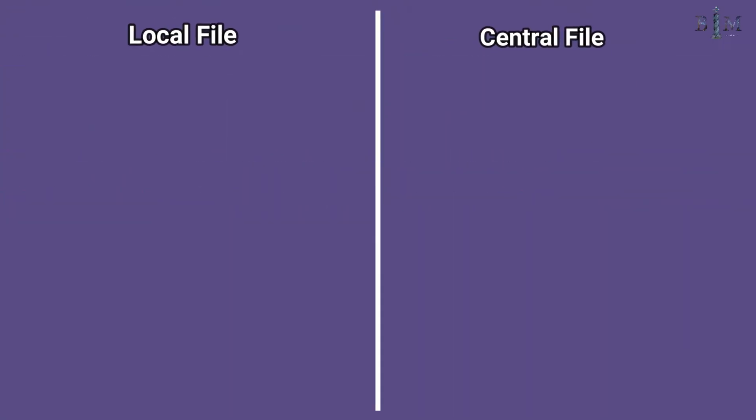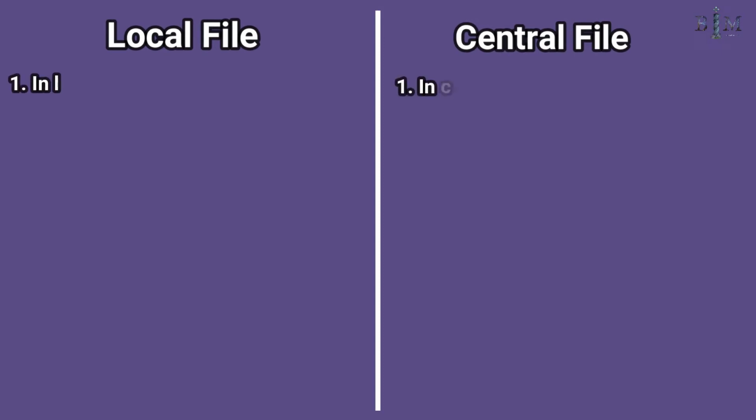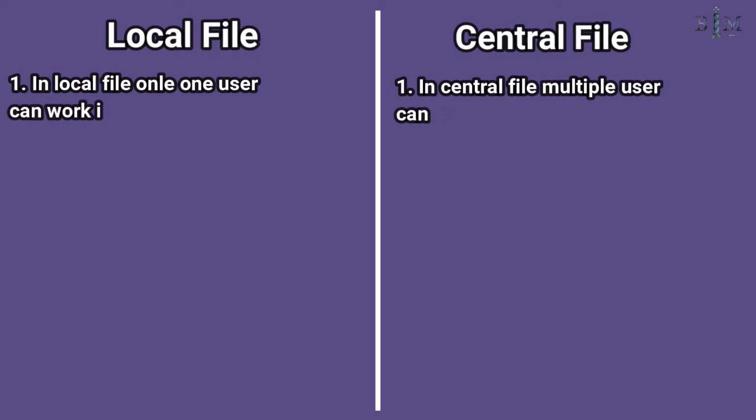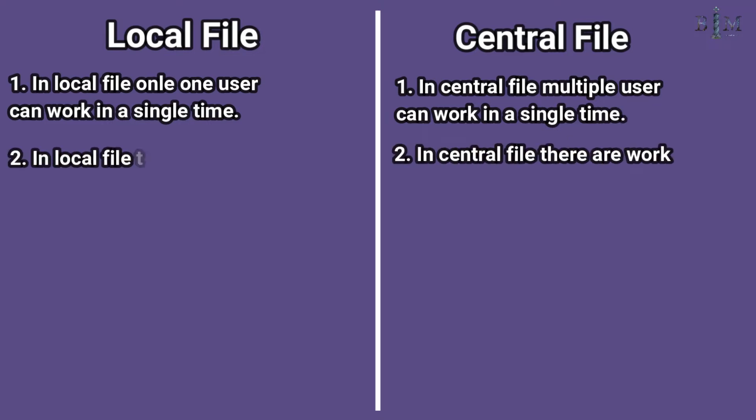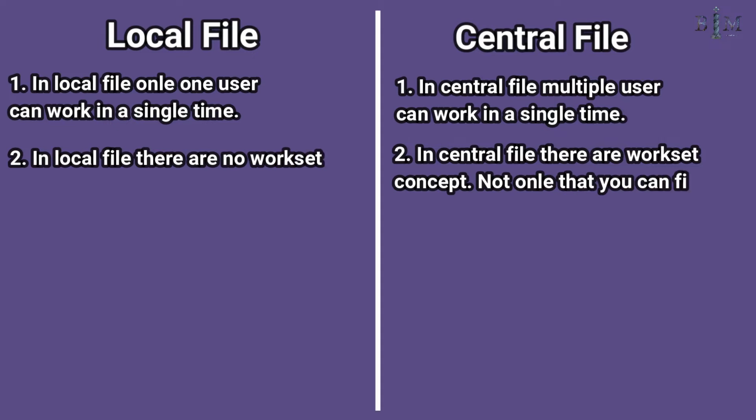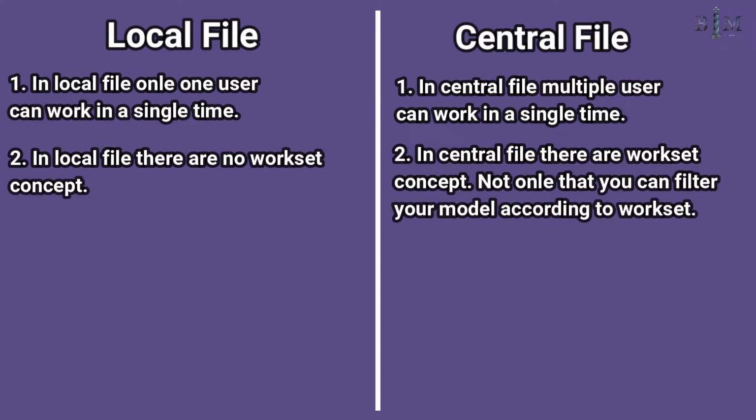First of all, let me explain the difference between local file and central file. First, in a local file, only one user can work at a single time. For a central file, multiple users can work at a single time. Second, in a local file, there is no workset concept. In a central file, there is a workset concept. Not only that, you can filter your model according to the workset.